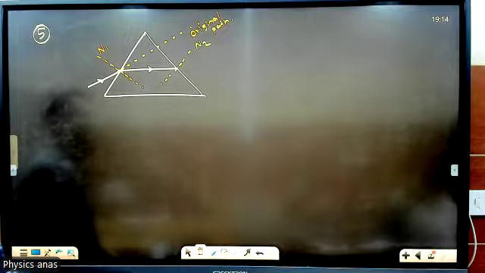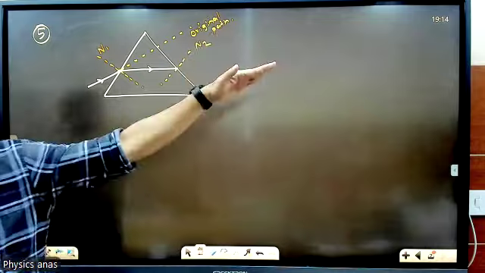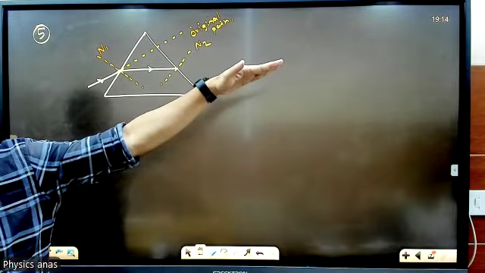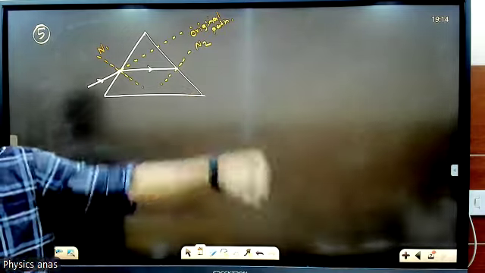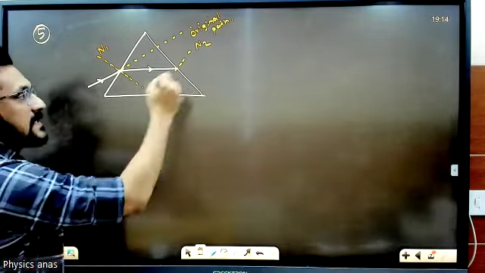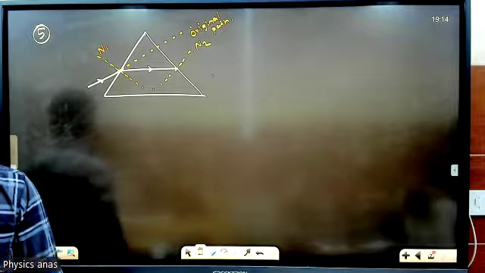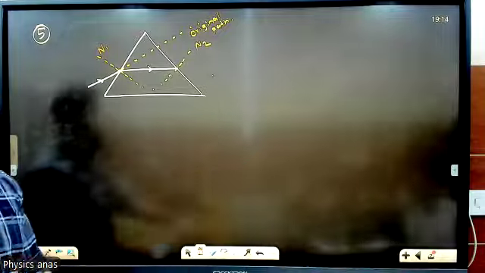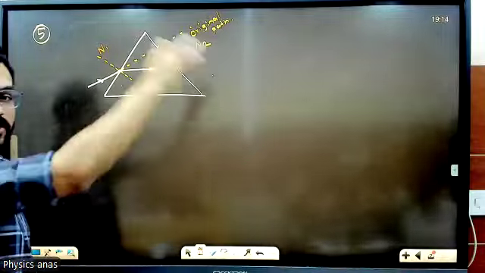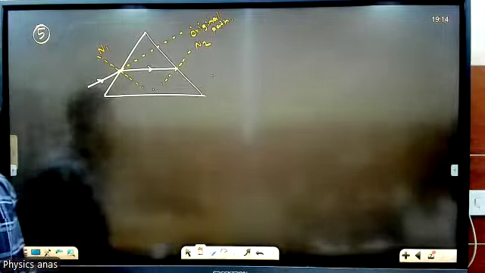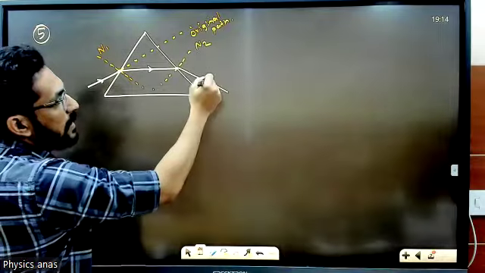What happens to the light after this? It gets refracted. No. This is now denser to rarer. So what happens? Away from normal. Denser to rarer, away from normal. So it is away from normal.